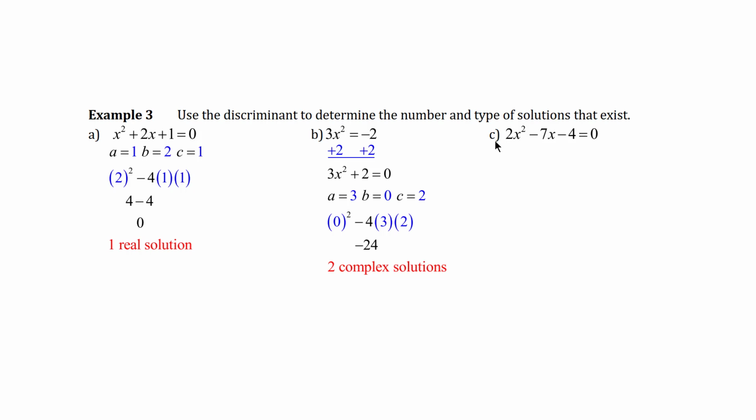Moving on to part C, we have 2x squared minus 7x minus 4 equals 0. Since the equation is already in the correct form, we can go ahead and find the values for a, b, and c. So we have a equals 2, b equals negative 7, and c equals negative 4. Next, we substitute our values into the discriminant. We get negative 7 squared minus 4 times 2 times negative 4. After simplifying the discriminant, we get 49 plus 32, which is 81. Since we get a positive value for the discriminant, this means that we have 2 real solutions.